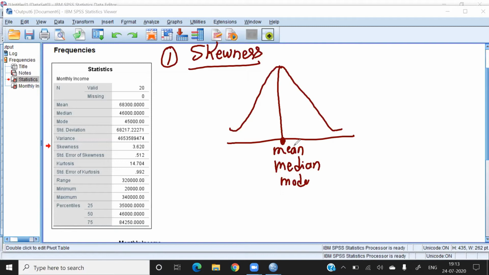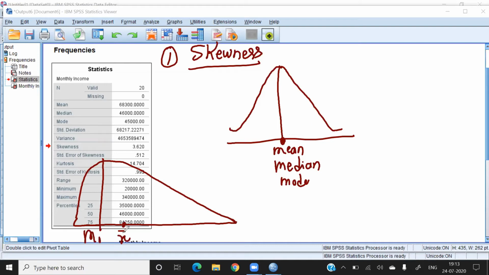But sometimes this mean is more than the mode, and sometimes the mean is less than the mode, and because of this difference we have a problem called skewness. For example, in this case the highest frequency is here, so we have the mode here, and the average may come here. So the mean is more than the mode. In this case, this concept is called positive skewness.